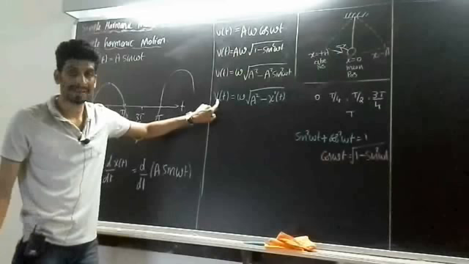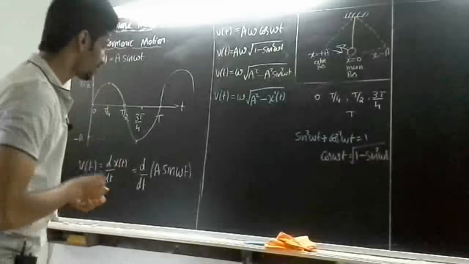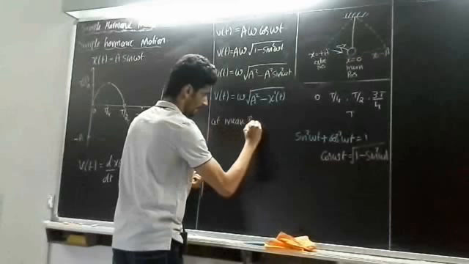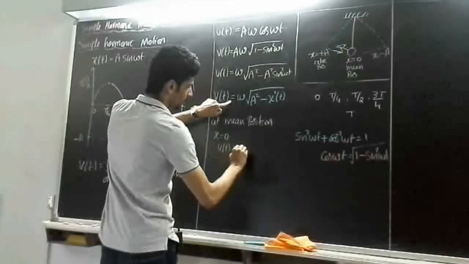which also varies periodically. However, I'm going to find out what the velocity is at the mean position and what the velocity is at the extreme position. These are my tasks. So at the mean position, what is the displacement? The displacement is equal to 0. So the velocity is equal to omega times the square root of A square minus 0, which implies omega A.